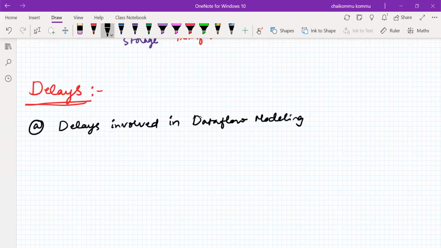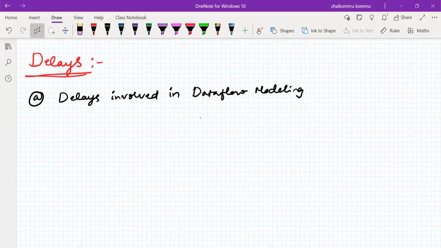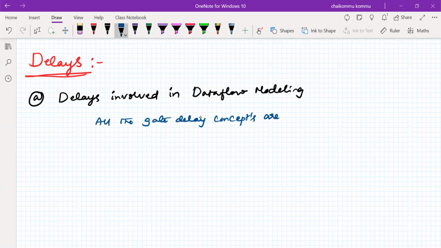Everybody knows what we mean by a delay. I told you that. What are the different types of delays that we can see in gate level modeling? That we have also seen. All the gate delay concepts are applicable here as well. Don't forget about this. What are the different delays? Rise delay, fall delay, turn off delay.